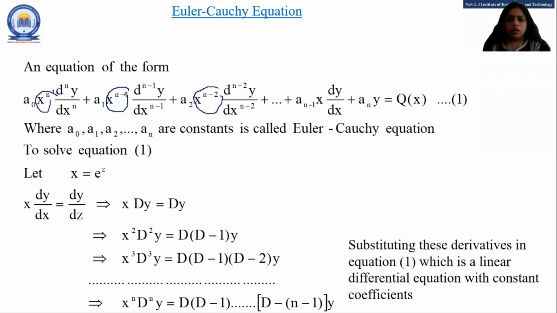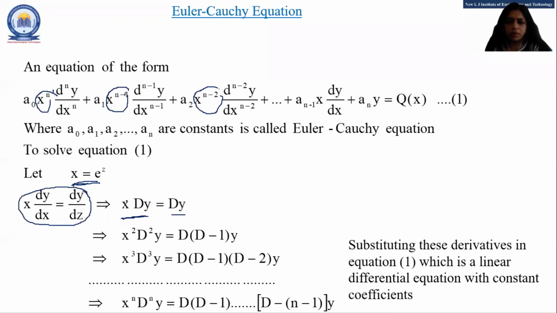Now let's start with the solution. What to do for the solution of the Euler-Cauchy equation? How will we solve it? There is a particular method to solve it. The first step, for every Euler-Cauchy equation, is to assume x equal to e raised to z. You have to assume this for every equation. Why do this? Because x dy by dx is equal to dy by dz. You do not need to memorize this one.